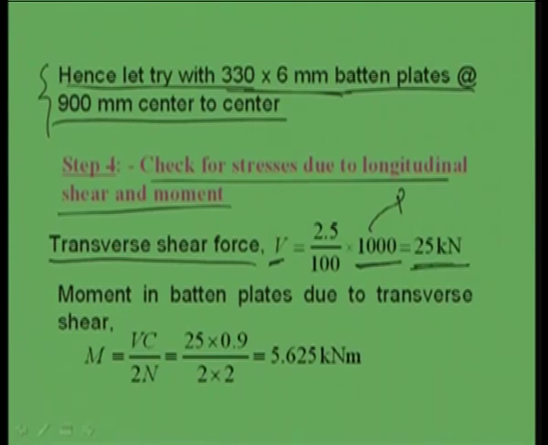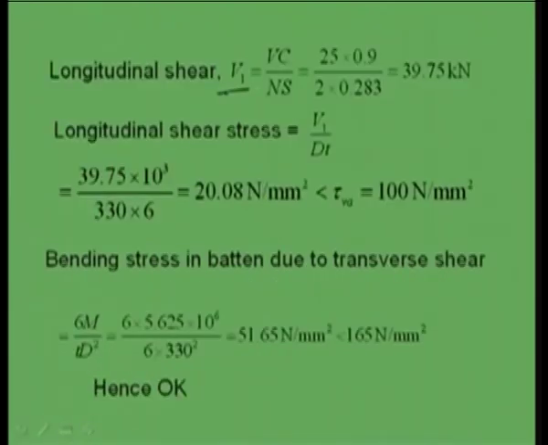So 25 kilonewton. Now the moment in batten plates due to transverse shear we can find from the formula M is equal to Vc by 2N. So V is 25 and C is 900 millimeter, that means 0.9 meter, and 2 into N is the total number of parallel planes, that is 2. So if we calculate we will get 5.625 kilonewton meter. So we get the moment. Next we get the longitudinal shear V1, which will become Vc by Ns. So V is 25, C is 900 mm, N is 2 and S is the spacing, that is 283 millimeter. From that we can find the longitudinal shear V1 as 39.75 kilonewton.